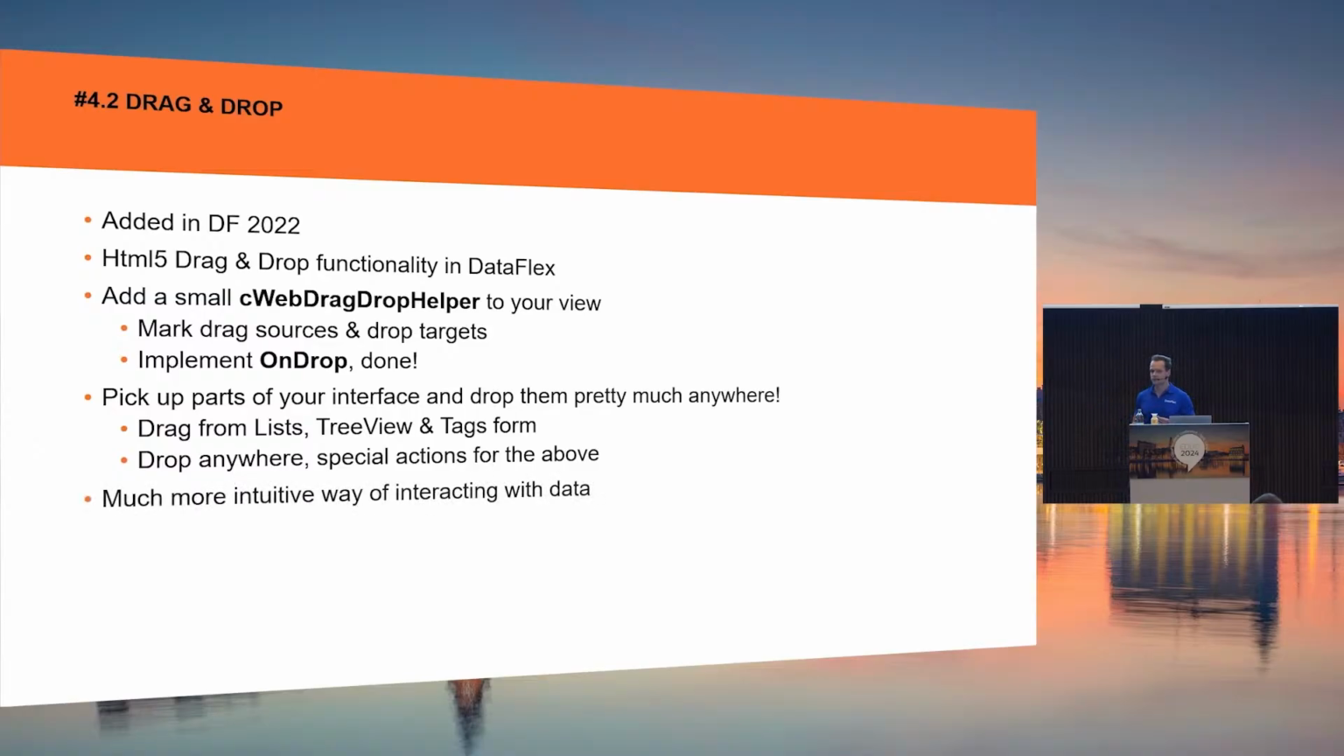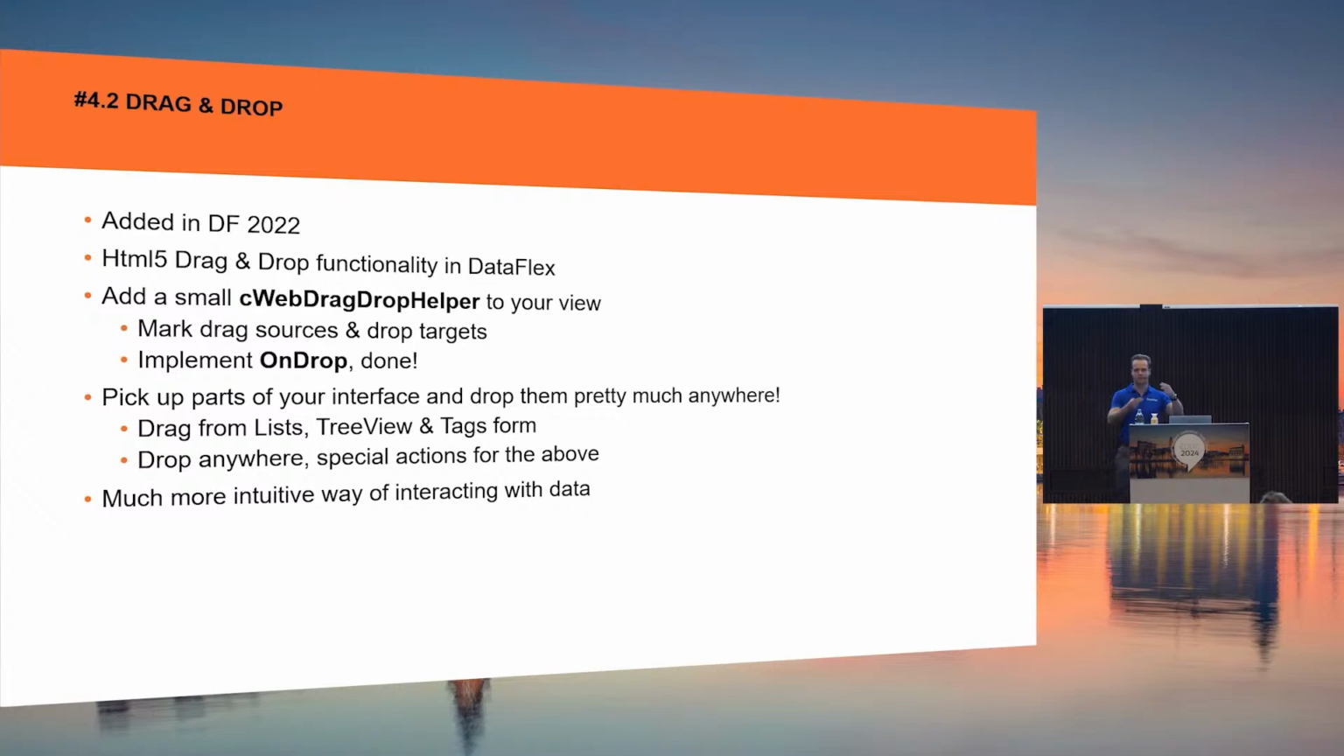The main gain you get from this is a much more intuitive way of interacting with your data. One of the examples I always like to give is something we frequently saw: you would have two lists side by side, and you would want to move items from one list to the other. The solution people were using back then was to place two buttons in the middle with arrows pointing in either direction. You select an item in one list, click the button, and it would go to the other list.